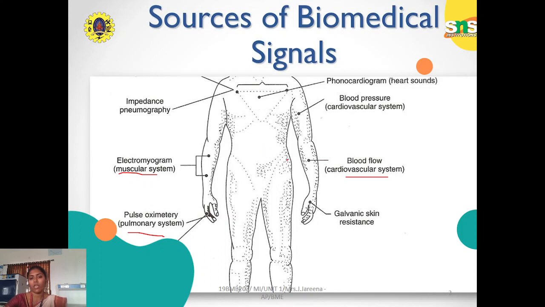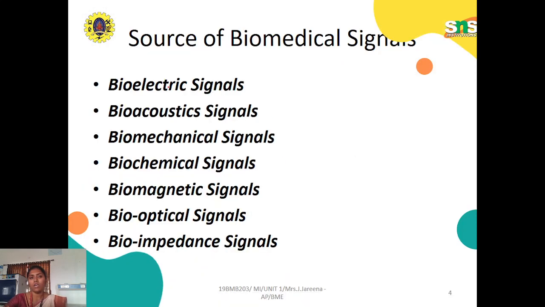If you take the human body, we have so many systems. When we want to look into a system's working function, the thing which we have to process is nothing but biomedical signals. Here we have plenty of biomedical signals which are going to be the source, present in our human body.